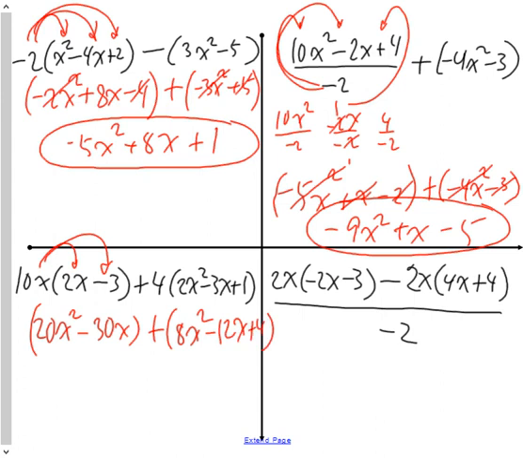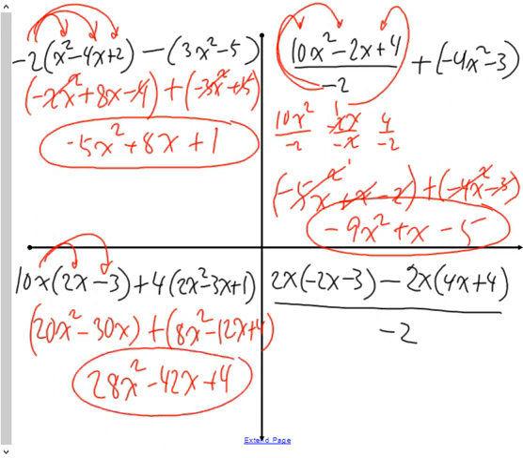Now that we're adding 2 polynomials together, we'll just gather like terms. That gives me 28x squared minus 42x plus 4. And that's the solution to that one.